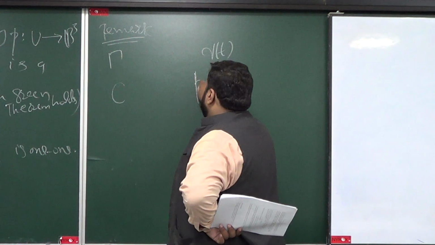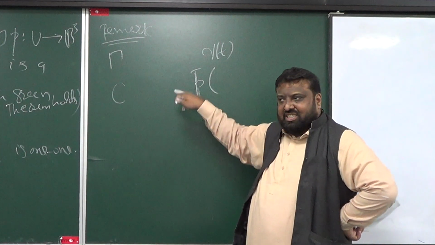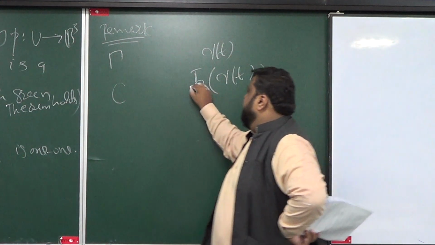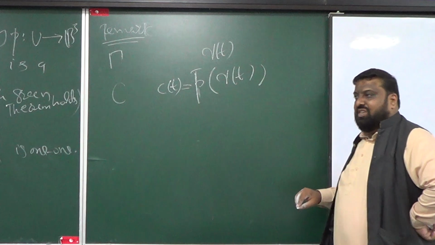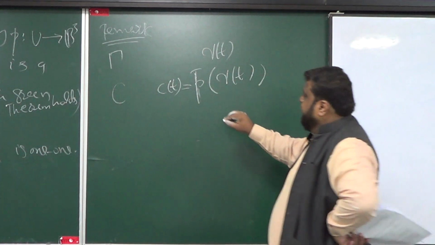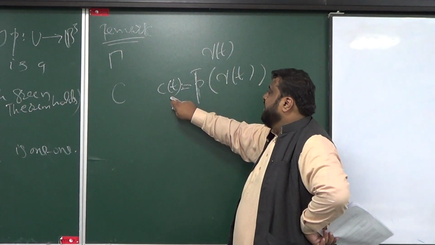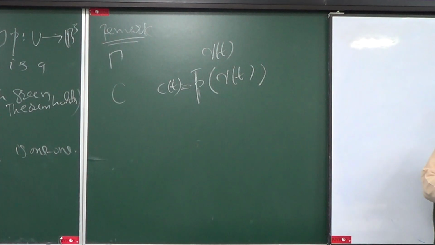Later we will denote this extension by P again as well. So I'm going to call that extension P as well. So P of gamma of t, and I'm going to call this C of t. So C of t is really P of gamma of t. I'm just giving it a name. Like this has the parameterization gamma of t, so this has a parameterization C of t. Are we happy with all this notation?